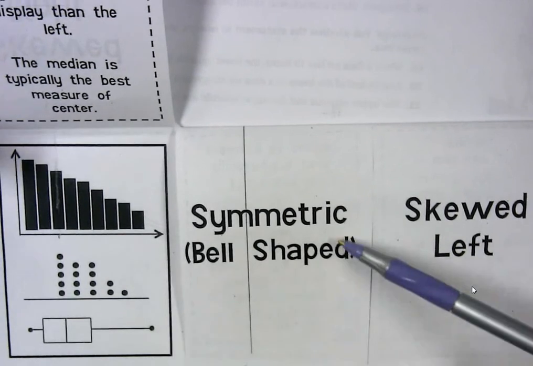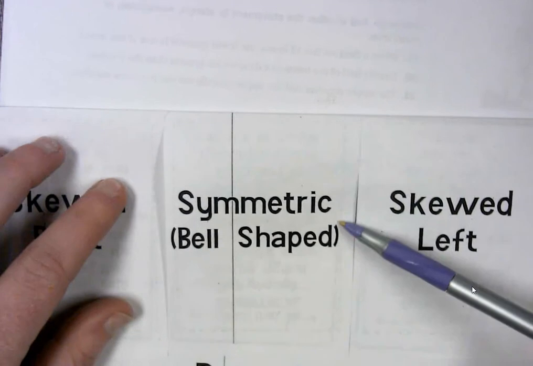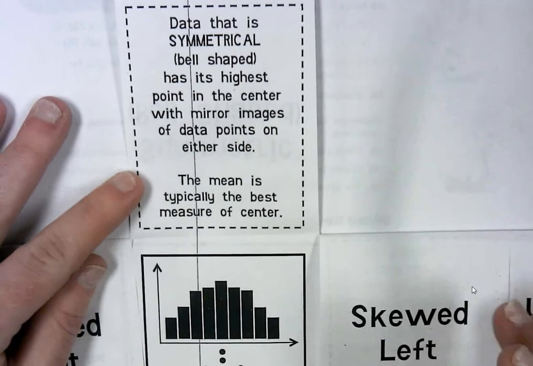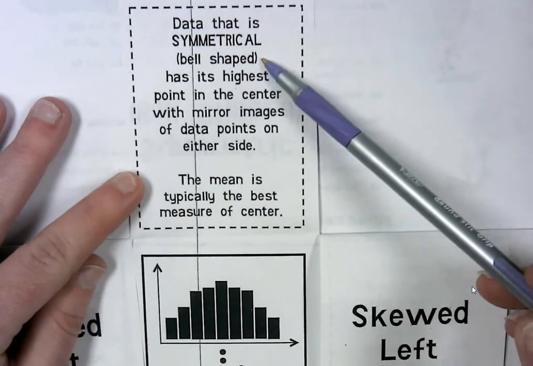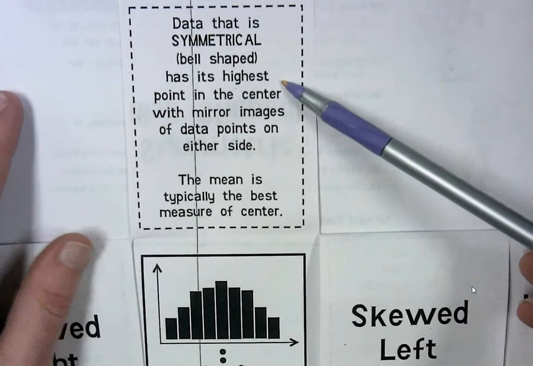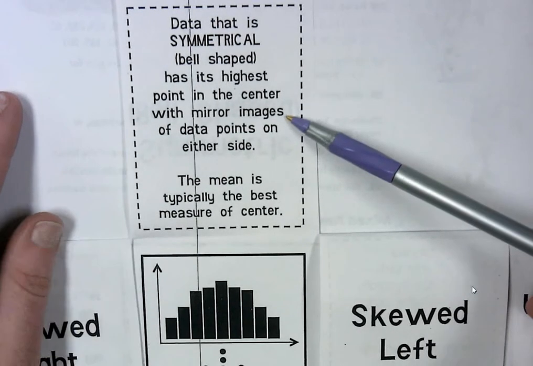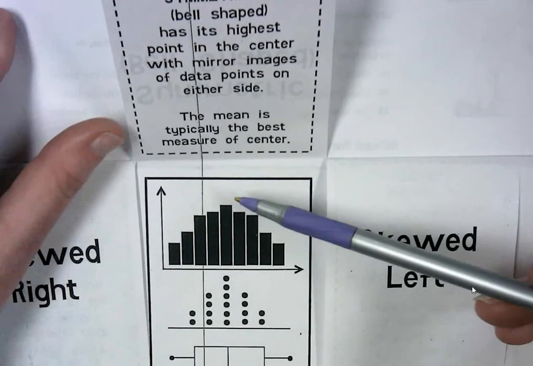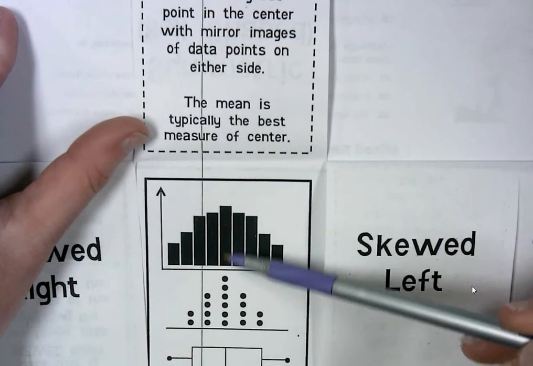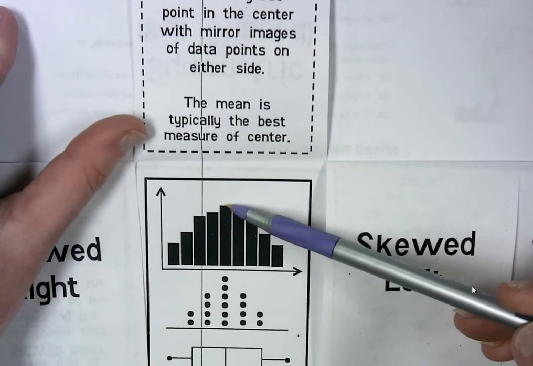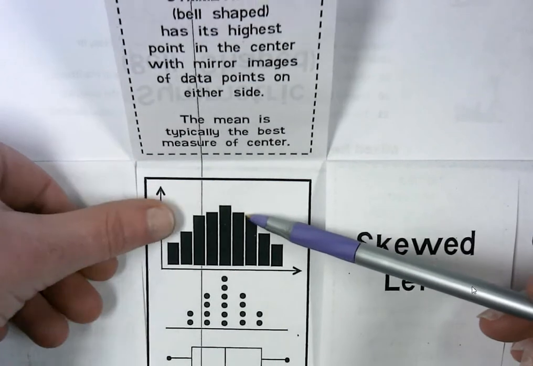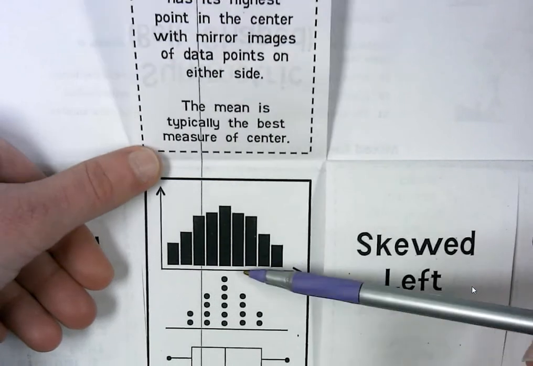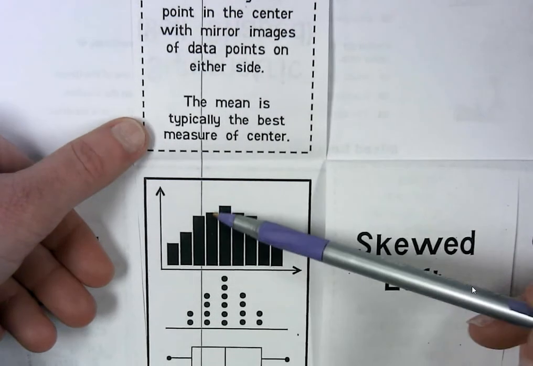Let's look at symmetric. Now there's two types of symmetric, but this first one says bell-shaped. It says that data that is symmetrical, they call it a bell shape, has its highest point in the center with mirror images of data points on either side. And when we look at the example, we'll see what that means. So it said that our center is at the highest point. So here's our middle, here's our center, our median, and it's high. And then both sides are going down equally the same.